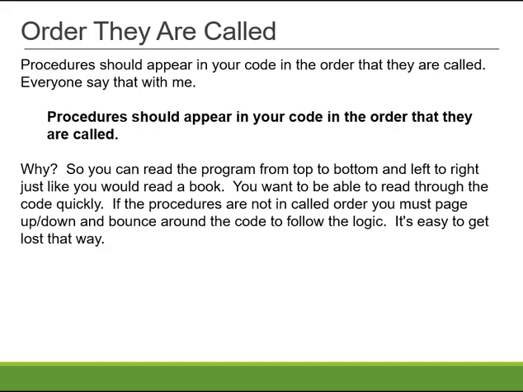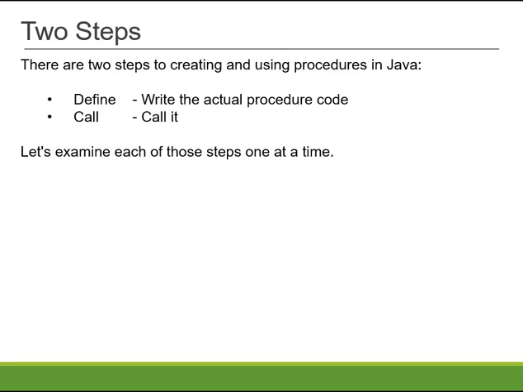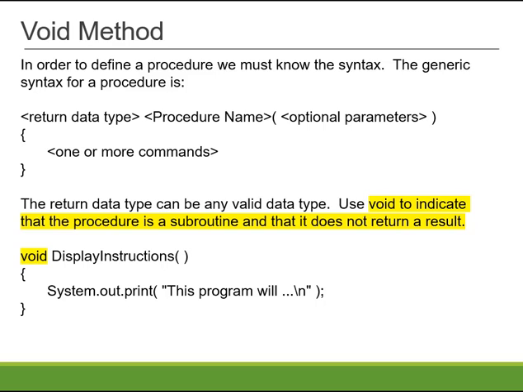Methods should appear in your code in the order in which they are executed or called. This makes your program easier to read, and you will be able to find the code quickly. To use methods, you must create the method, and then you must call the method. Let's look at each step one at a time.